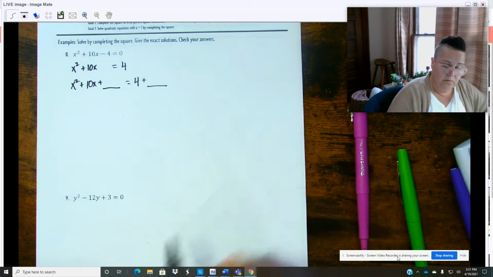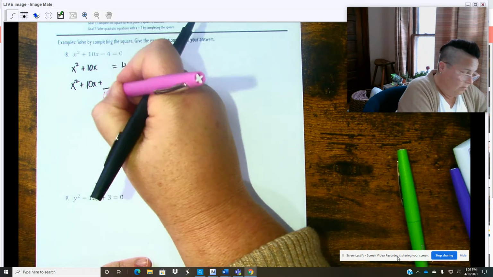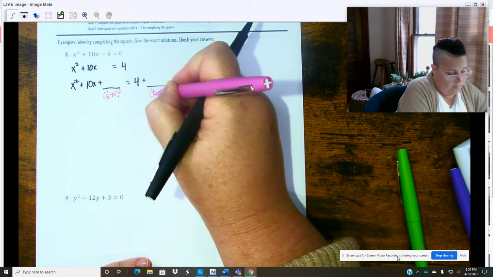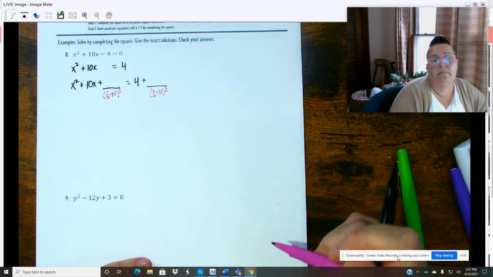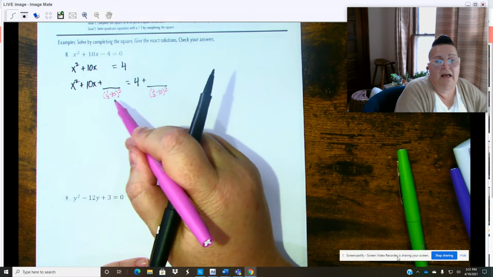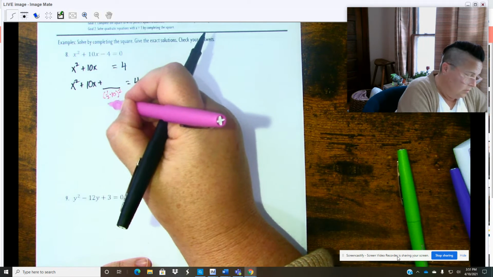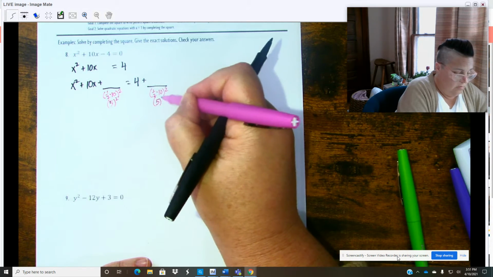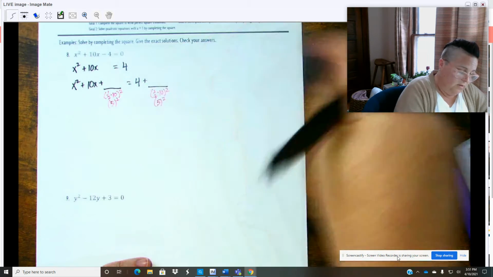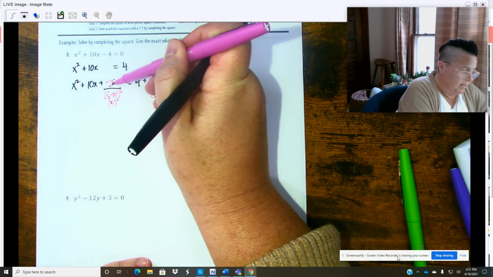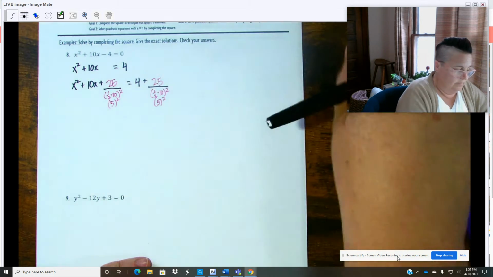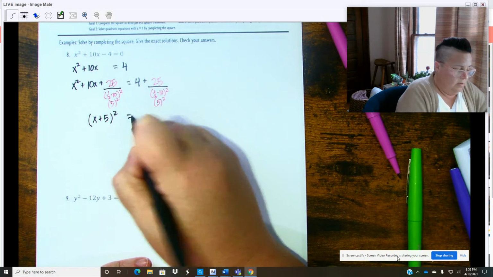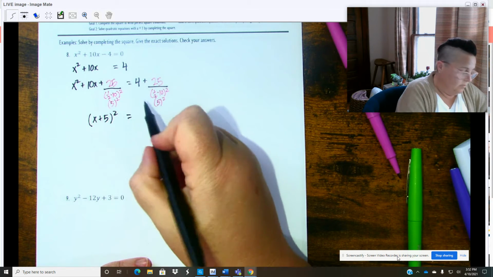What am I adding? I am adding 1/2 of the 10 squared. So half of 10 is 5 squared. 5 squared is 25. So 25 is what I'm adding to the left side and to the right side. This will give me x plus 5 squared is equal to 4 plus 25, which is 29.